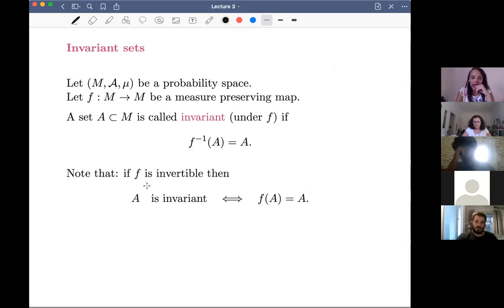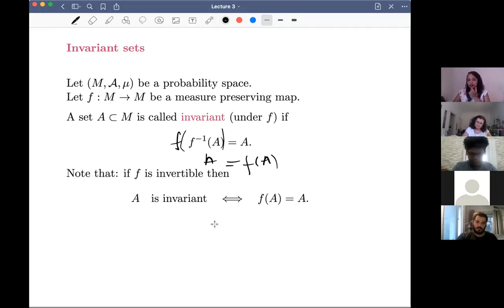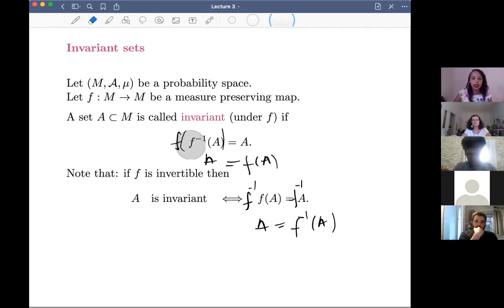Well, let's say you have an invertible map. It's not hard to see, no? Because you apply F to both sides, since it's invertible. If it's invariant, you apply F and then you have A equals FA. If you have A equals FA, you apply F minus 1, and then you have A equals F minus 1 of A. It's immediate. Fine.